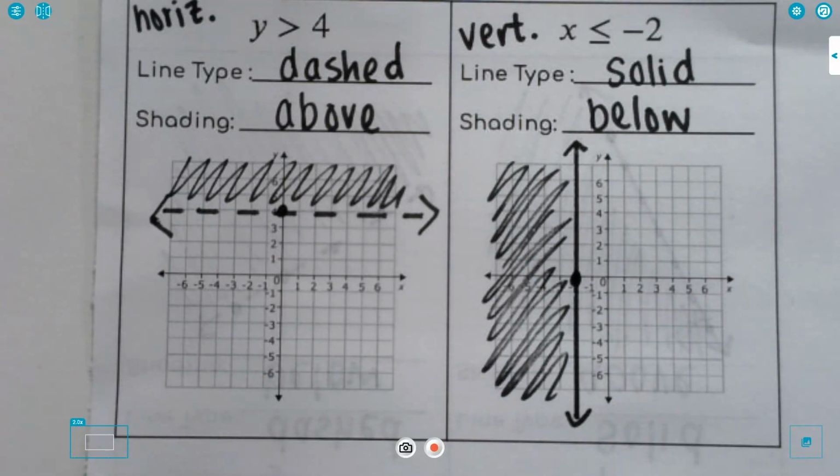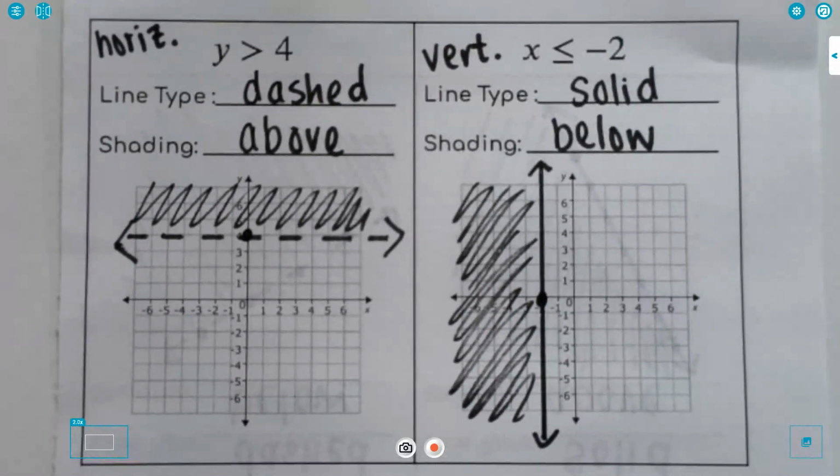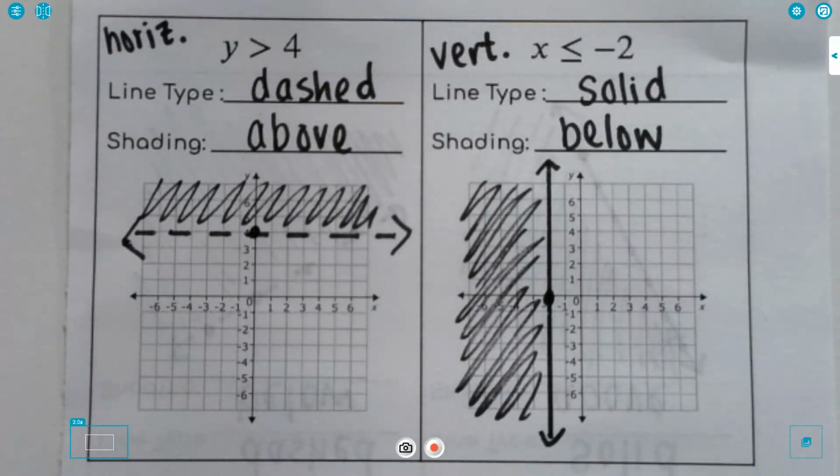All right, any questions right now? Okay, go ahead and glue this puppy in then. I'm going to stop this video.